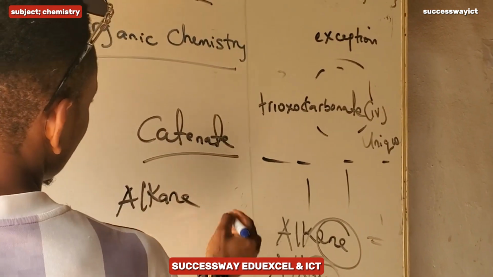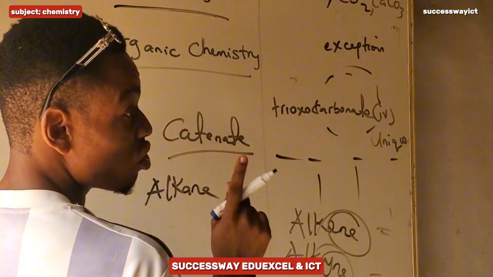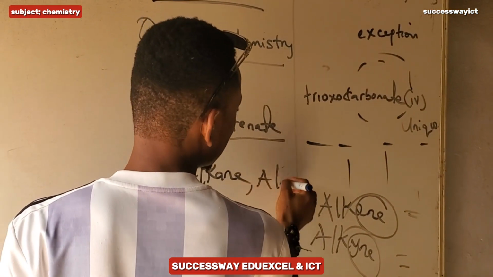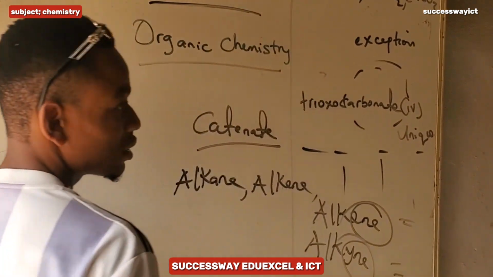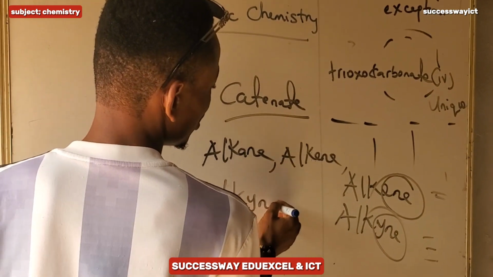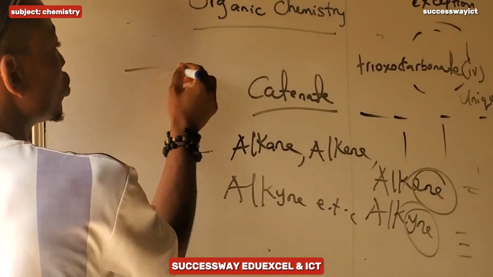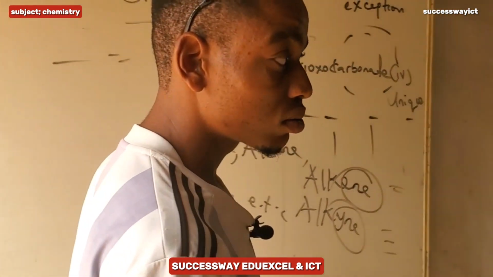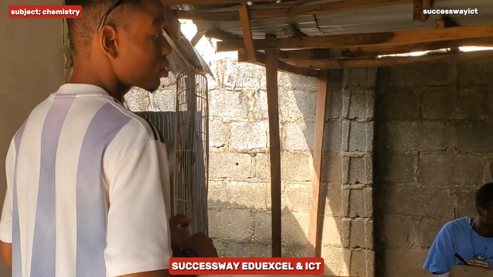those are the alkanes, those are the ones with single bond, right? The alkene, alkyne, that's the one with double bond, right? The alkyne, etc. So this one is either single, double, or triple. Is that not? Yes.